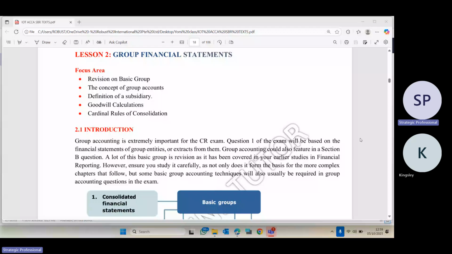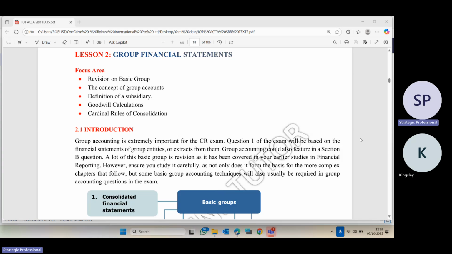The group financial statement, which is actually section D of the syllabus. This is to be in line with what my other colleagues have done. In the last class, she was able to discuss extensively some revenue recognition, as well as some tips that are required for SBR success. So today, we shall continue from there.